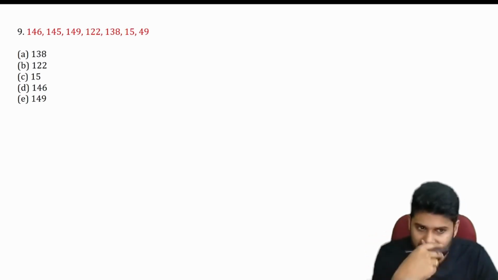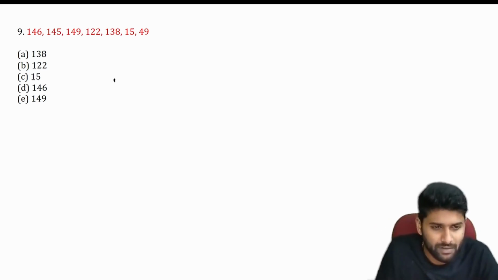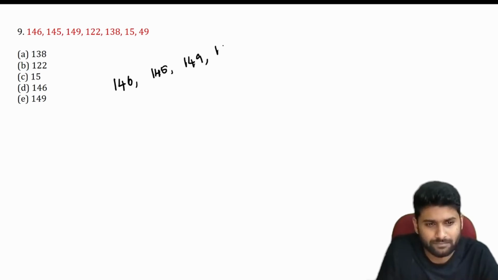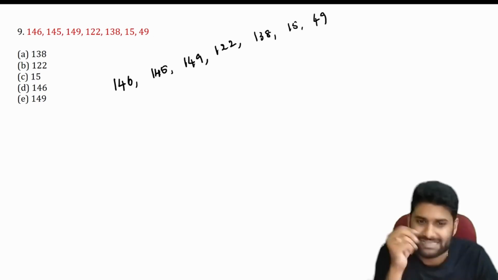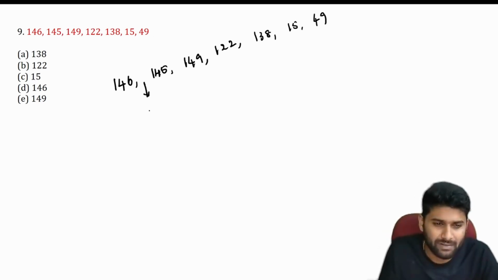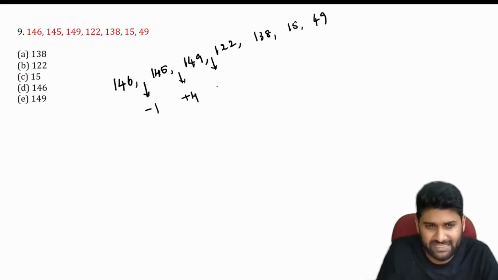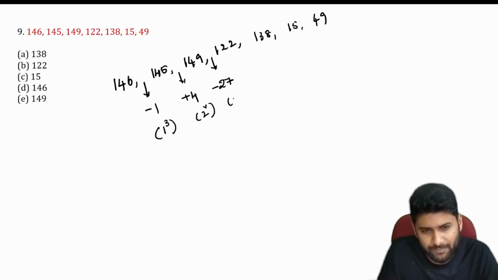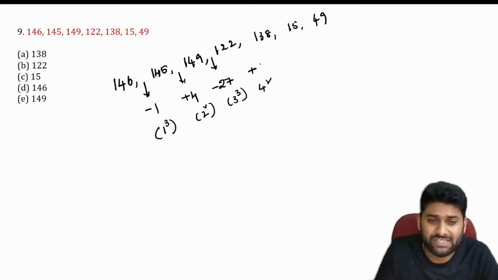So in these numbers, you just tell me which one is the wrong number. 146, 145. Now guys, increasing and decreasing orders. It's just subtracting 1 unit, but it is increasing 4 units. Now again, just find the difference. It's decreasing 27 units. Then you can recognize this pattern, guys: 1 cube, 2 square, 3 cube, and next number surely we should increase 16 units. Now see, 122 plus 16 is exactly equal to 138.